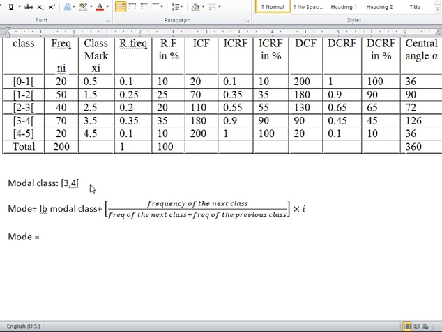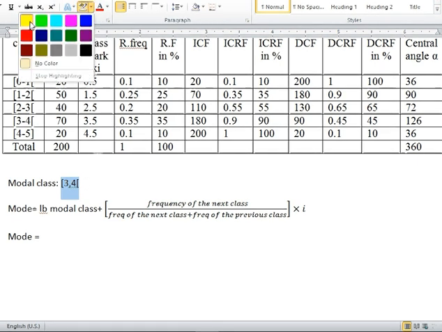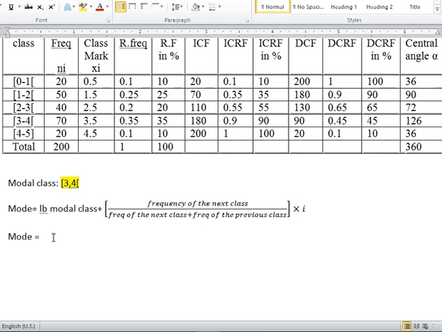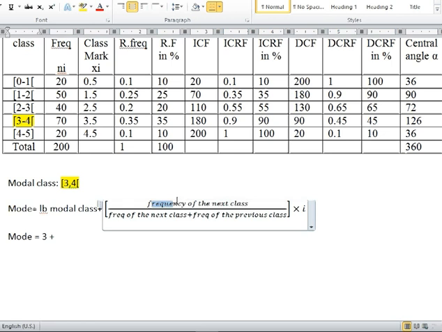So the mode equals the lower bound of the modal class. This is my modal class here. What is the lower bound? The lower bound is this one, a, so 3 here, and 4 is called the upper bound. So the lower bound of the modal class is 3, so you write 3 plus the frequency of the next class. Here is my modal class, 3-4, and you want to find the frequency of the next class next to it.